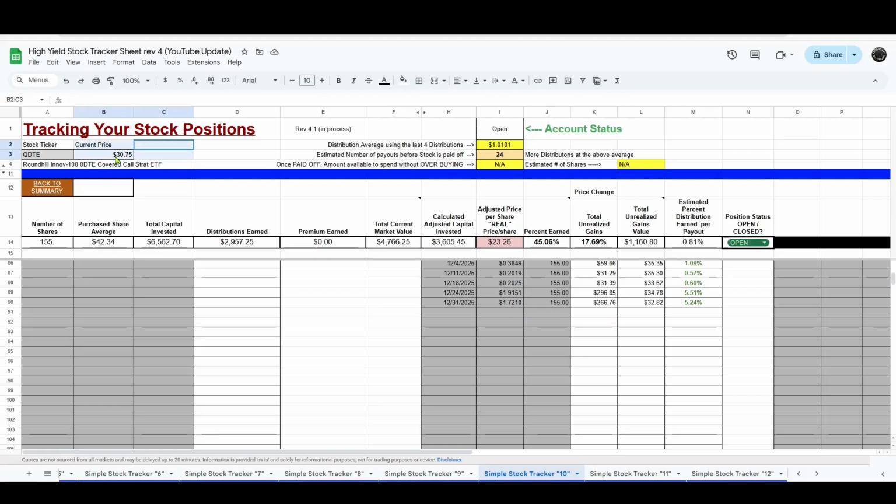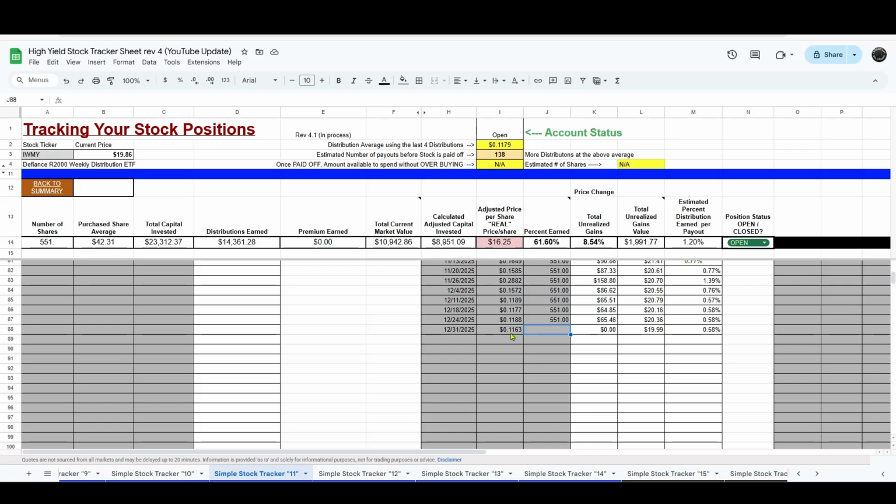Because with the current price of $30.75 and my real price per share of $23.26 means that if I were to sell out of all of my shares of QDTE, all 155 shares, I would make $1,160. So for this one, I'm still in the good.